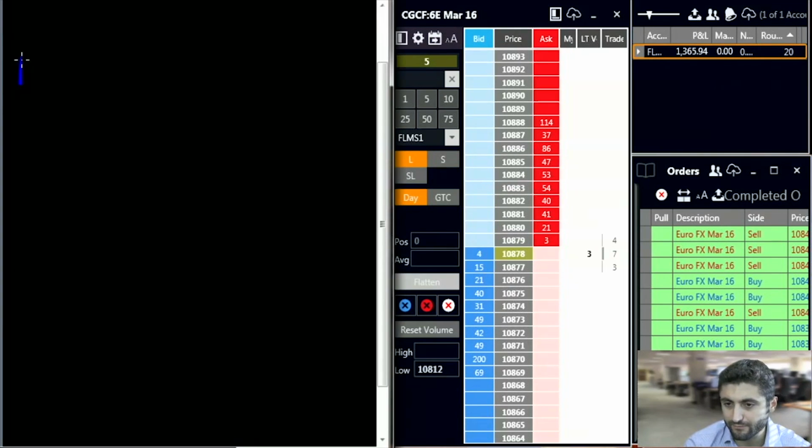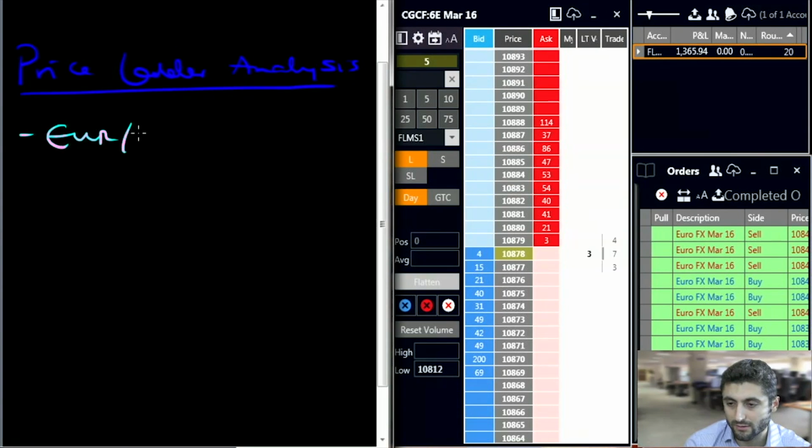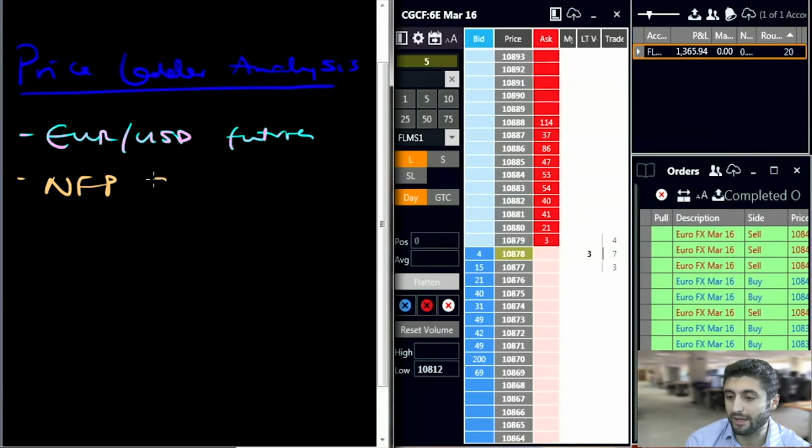So as we said, we're going through the price ladder analysis, and we're doing this for the Euro USD futures. Now the date that the last non-farm payrolls came out, so the NFP figure, was the 8th of January 2016. And with that we also had the average hourly earnings.